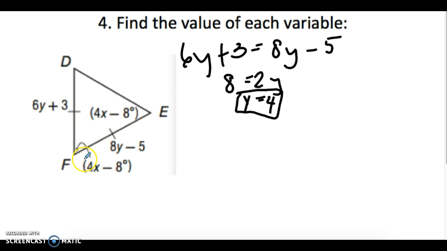Okay, now when I want to solve for x, I see that x is talking about the measures of angle F and angle E. Since angle F and angle E are both the same, 4x minus 8, then we know that they are congruent, correct? Since these angles are congruent, what do we know about these two sides here? They're also congruent, right? Well, if all of the sides of my triangle are congruent, then what does that tell me about the angles? They're all congruent, right?